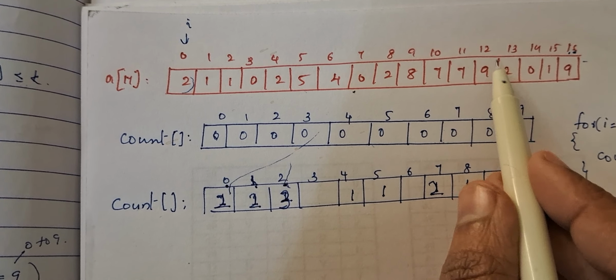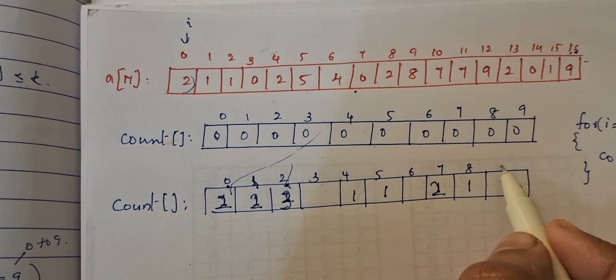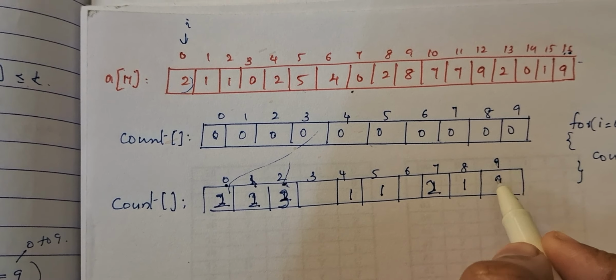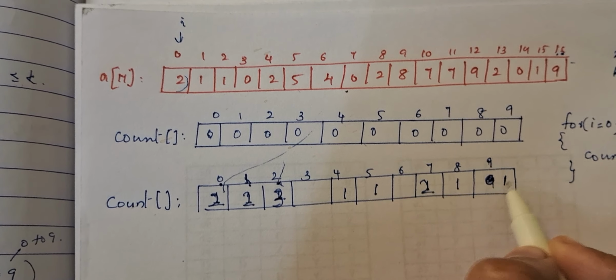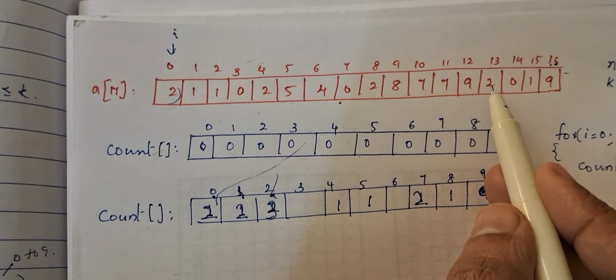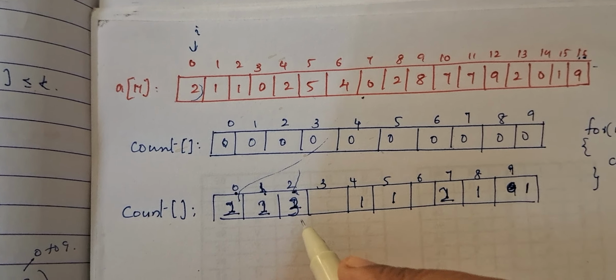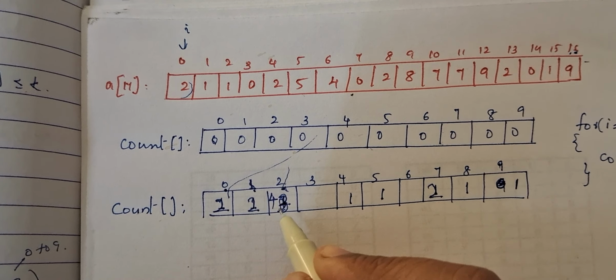So here A of 12 equal to 9. So go to the 9th index. Okay, 9th index and increment the value by 1. So which is equal to 1 here. Then next element is 2. So go to index 2. So this becomes 4 here.